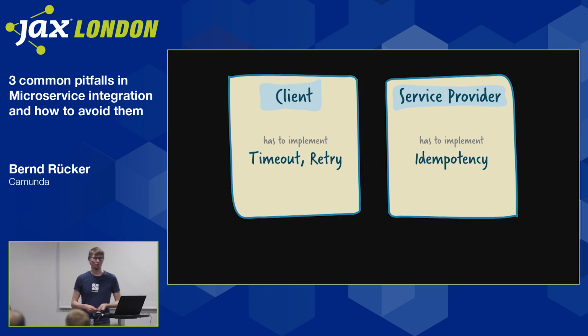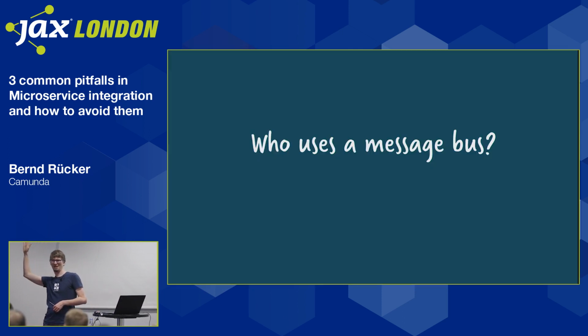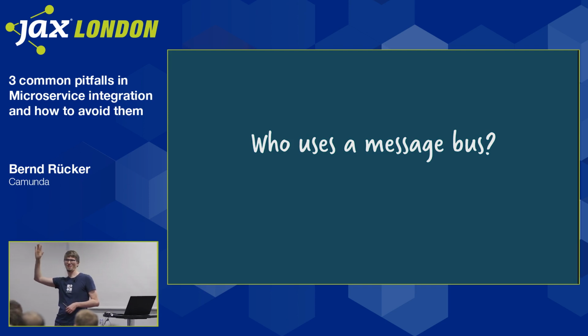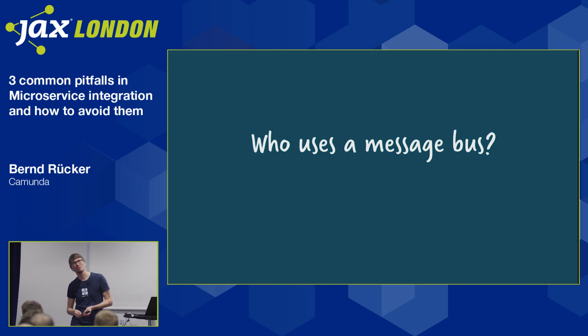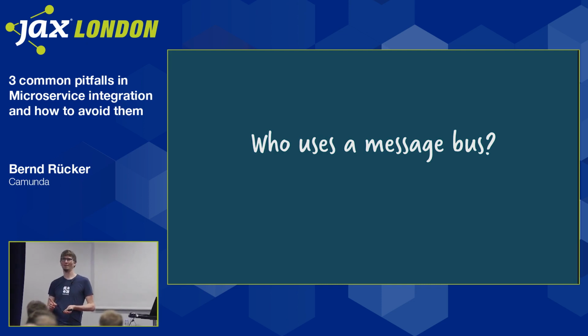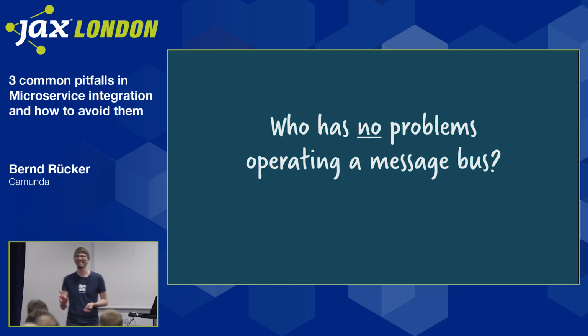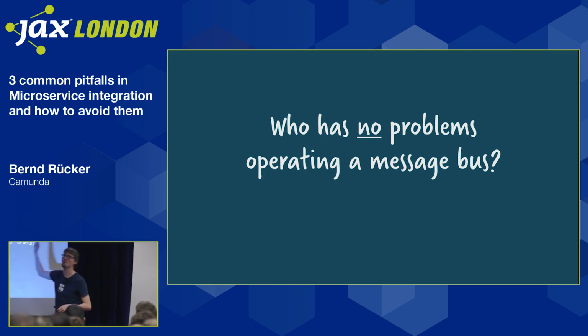Talking about asynchronicity, who uses a message bus here? Just because I'm curious personally. Rabbit? Kafka? Okay, and what else? JMS thingy, whatever. Okay, from the people using a message bus, who has no problems operating the message bus? One? Oh, two. Normally it's one. Two is good. To be fair, it's relatively safe as a speaker to ask a no problems question.